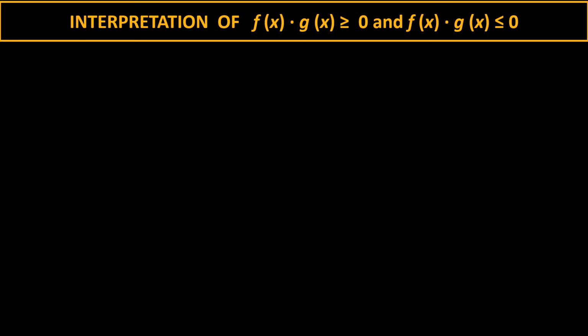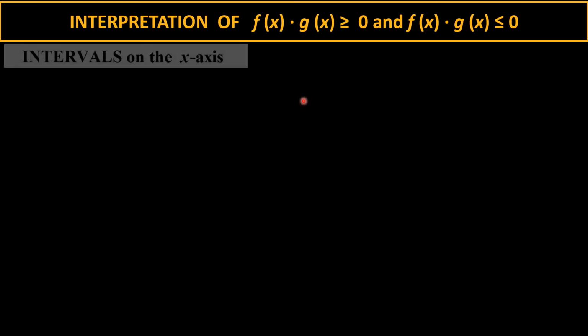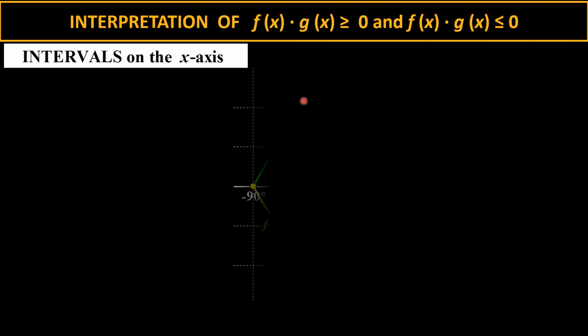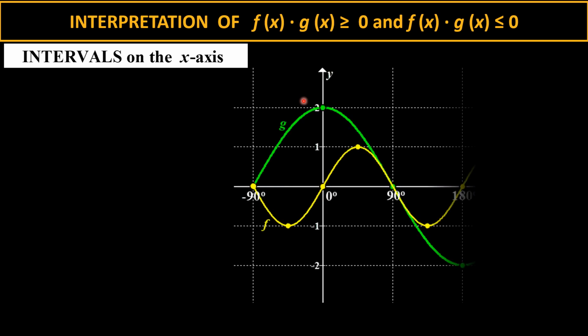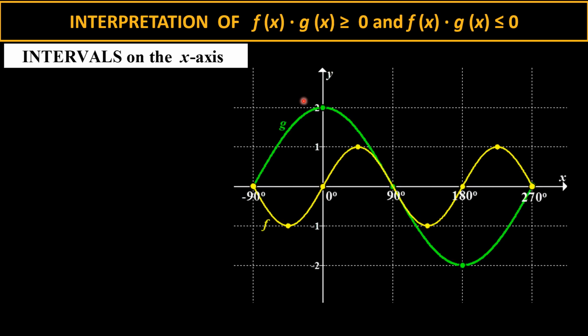Now let's look at another type of relationship. Here we've got the product of the two, f(x) times g(x) greater or equal to 0, or f(x) times g(x) less or equal to 0. We're going to look at each of these two cases. Let's take the graphs again: there's my f graph in yellow and my g graph in green. Because of the inequalities, we're going to have intervals as our result.